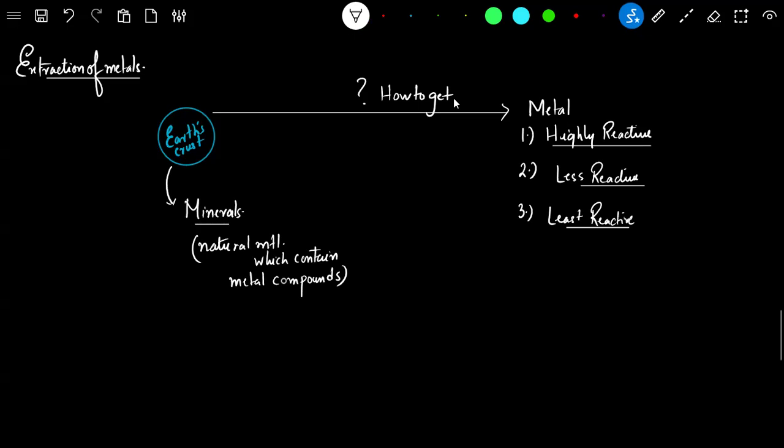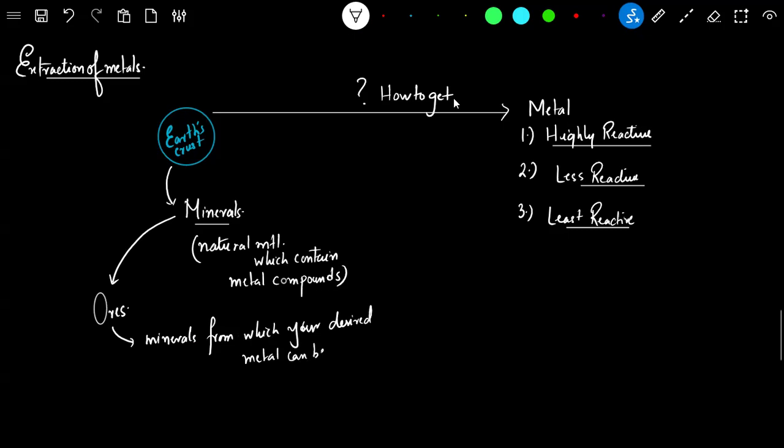Now a mineral can contain X metal compound, Y metal compound, Z metal compound. But if you want to find that, okay, see, I want to extract only X out from here, then you choose a mineral. इस mineral से एक special size में आप ले आओगे and you classify some minerals as ores. Okay, which means ores क्या है? Ores are minerals from which your desired metal can be extracted.